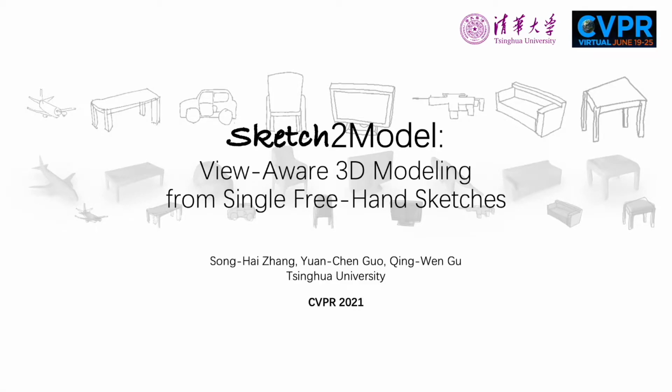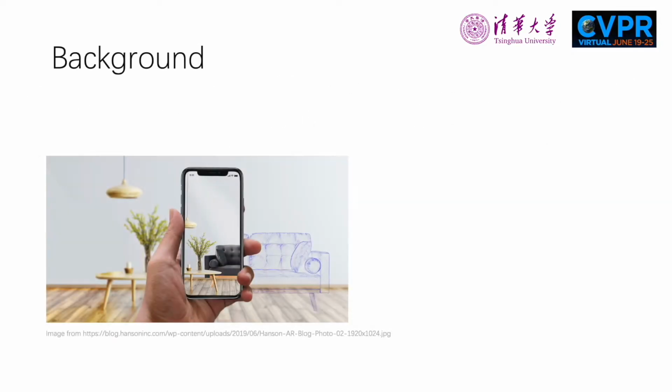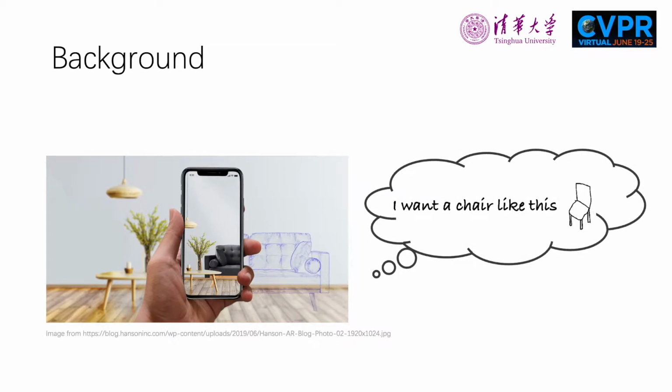We present Sketch2Model, view-aware 3D modeling from single freehand sketches. Imagine you are in a VR or AR scenario. You have an object pictured in your head, which can be represented as a sketch, and you want it to be placed in the virtual scene. Now the problem is how to transform the sketch into a 3D object.